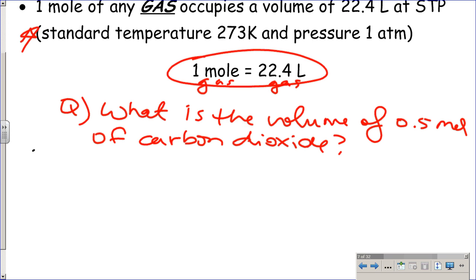So first step is to identify the unknown. What's the unknown unit that I want? Volume. So what unit is that? Liters. I want to know liters. Liters of what? Carbon dioxide. So I'm going to go specific here. I want liters of CO2.